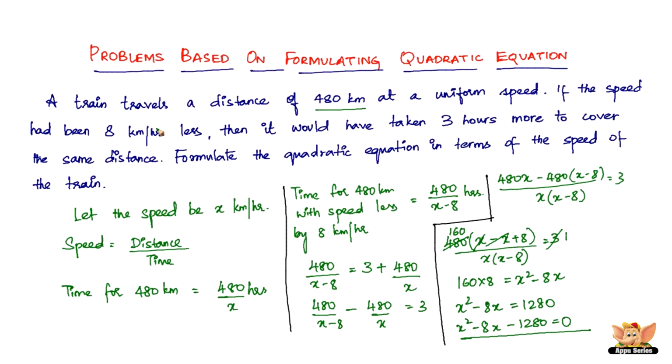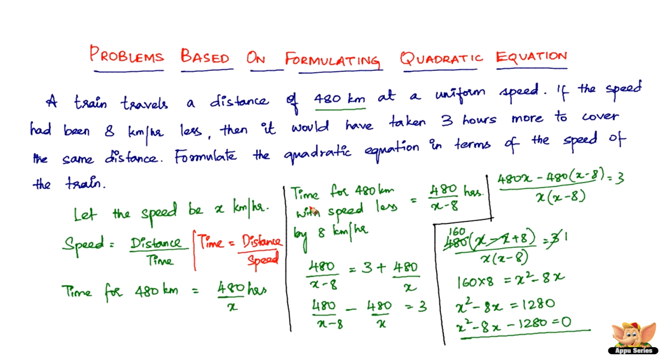It's a pretty straightforward sum, not a very complicated one, except that you need to form the equation here. All you have to do is assume the right things. Let the speed be x kilometers per hour. Speed equals distance by time, so time will be distance divided by speed. How much time will you take to travel 480 kilometers? Distance is 480, speed is x kilometers per hour, so kilometers get cancelled and we've got 480 by x hours.